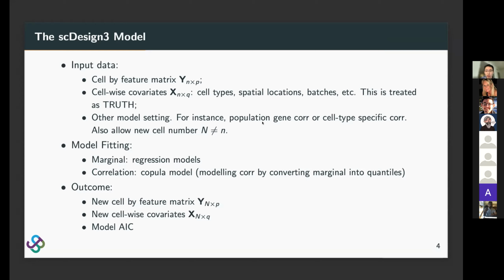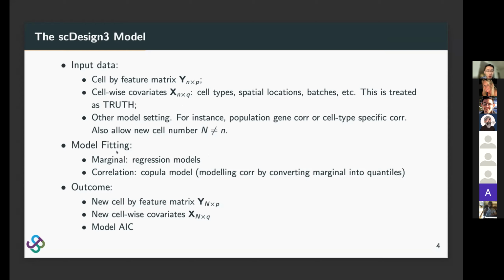And the third thing is other model settings, for example, what the correlation structure is, and you can also input a different cell number. By default, the output will be the same number as your input data, but if you want to have a different cell number, this is totally okay.